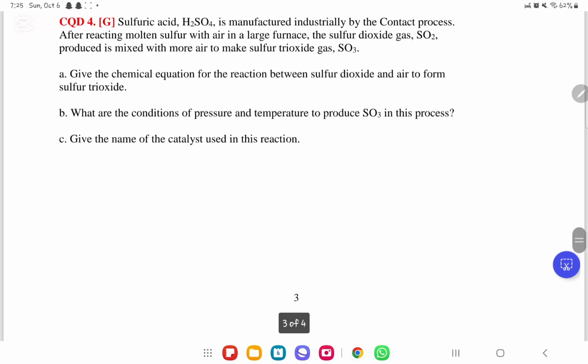Now CQD 4. Sulfuric acid H2SO4 is manufactured industrially by the contact process. After reacting molten sulfur with air in a large furnace, the sulfur dioxide gas SO2 produced is mixed with more air to make sulfur trioxide gas. Give the chemical reaction between sulfur dioxide and air. Okay, easy. It's SO2 plus O2 gives us SO3. If we want to balance it, this would be 1/2.